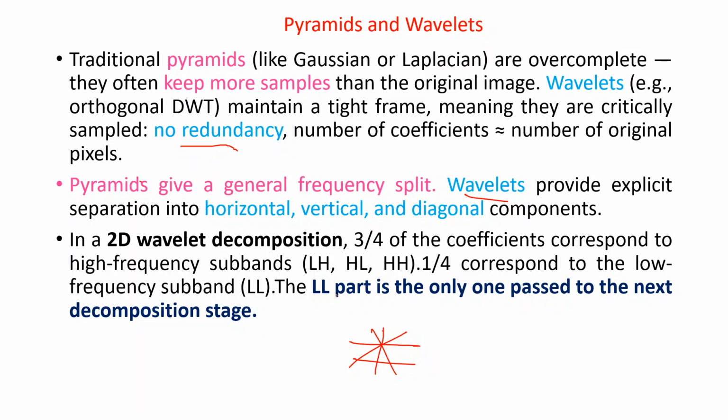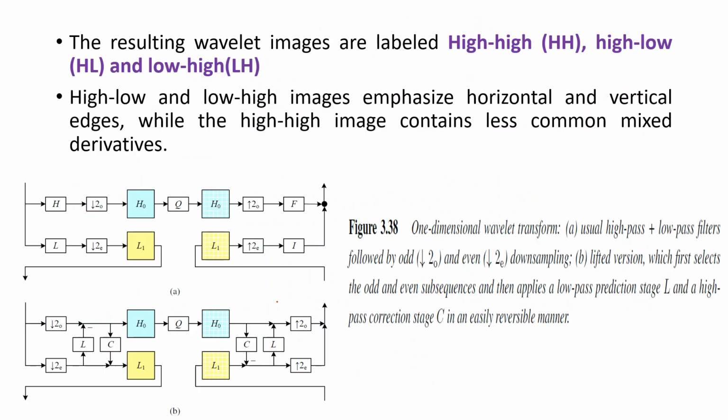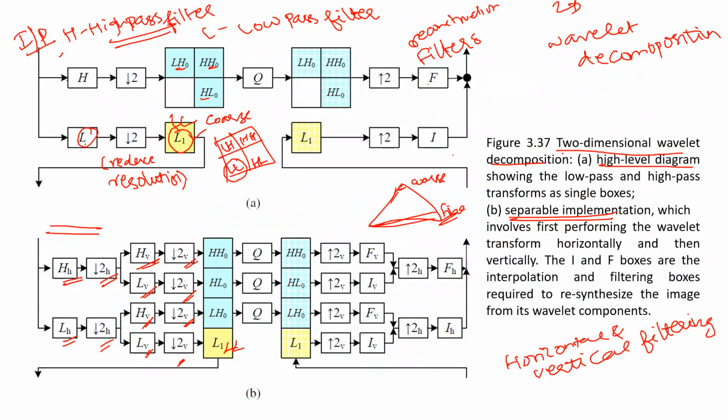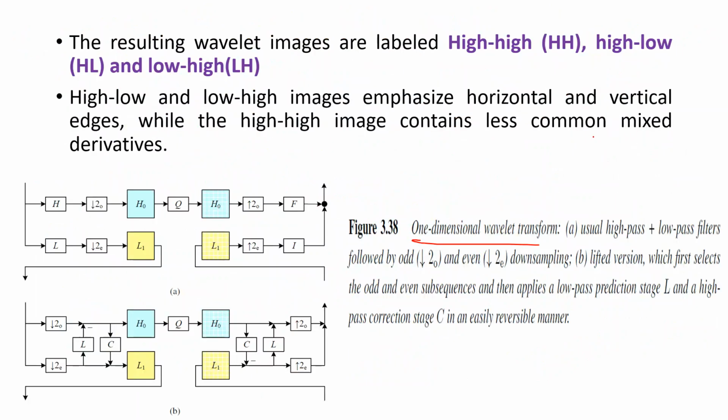And 2D wavelet decomposition is done by using low, high, low, high. Three quarters of the image is detail, and one quarter corresponds to the low level. Only the low level part is passed to the next decomposition stage. So the next one is the one-dimensional wavelet transform. Previously we have seen the two-dimensional wavelet. Now we are going to see the one-dimensional wavelet transform.